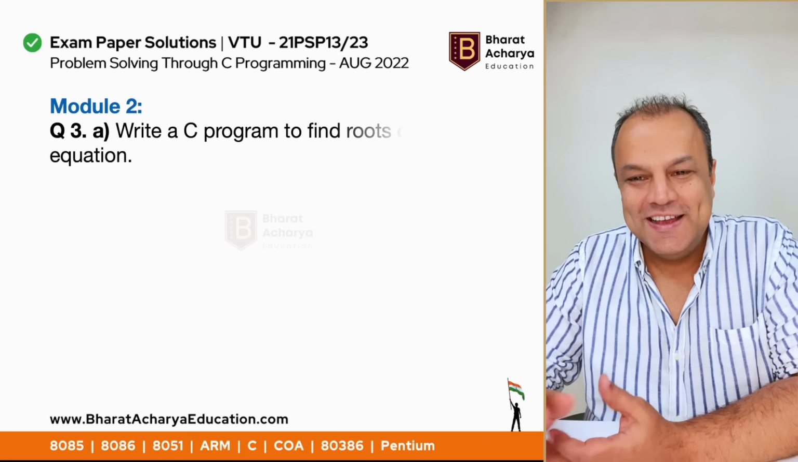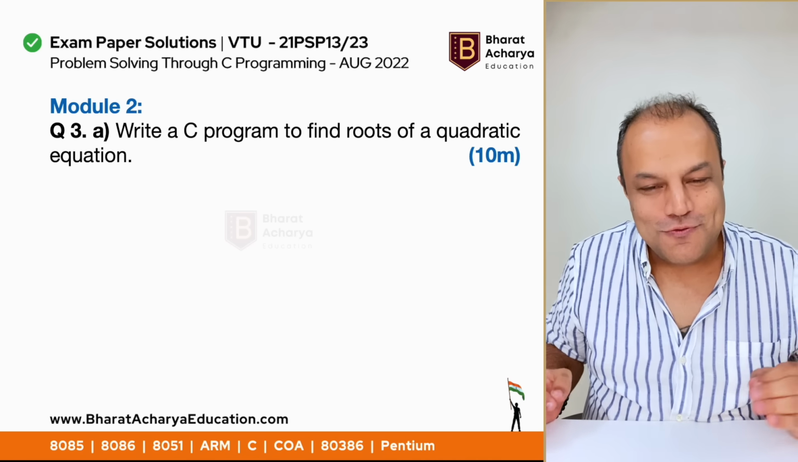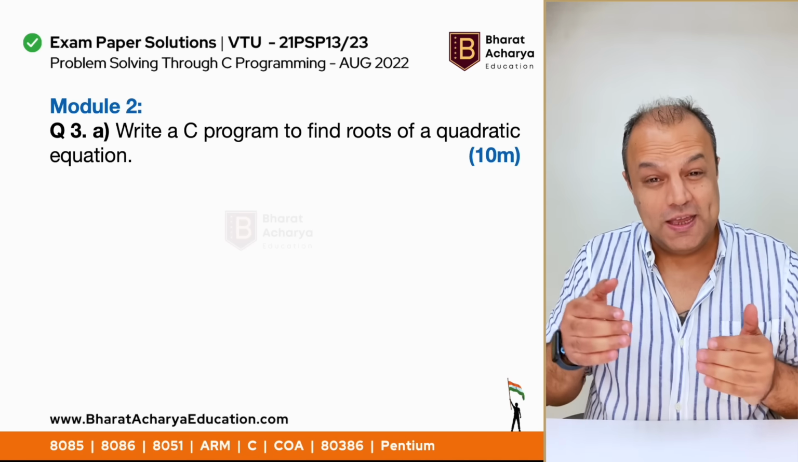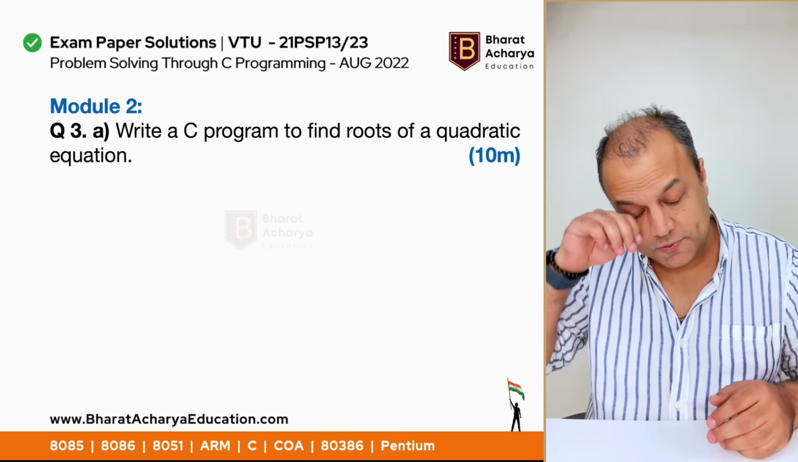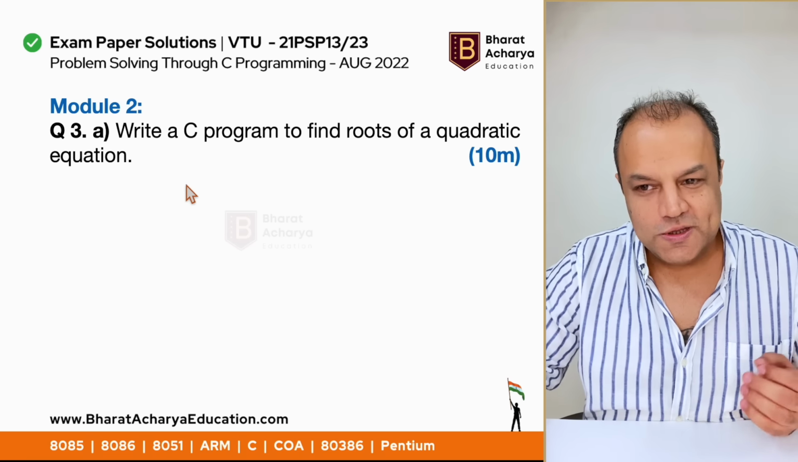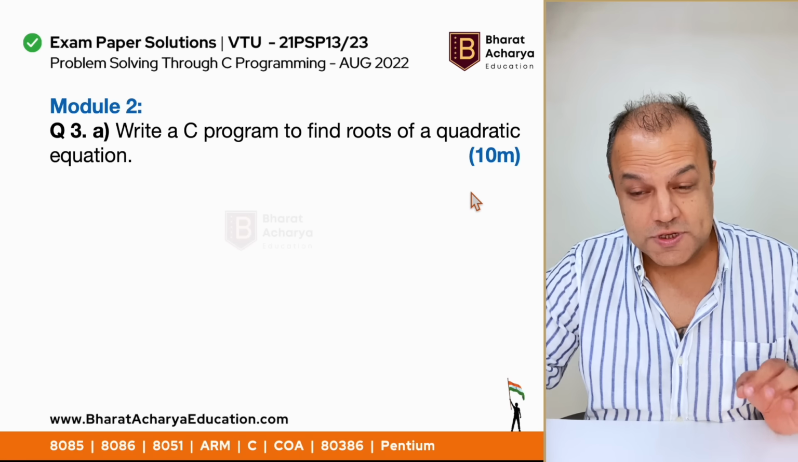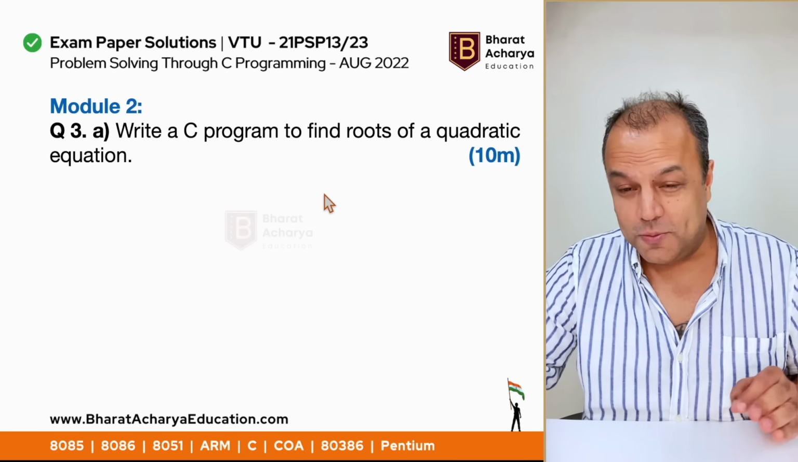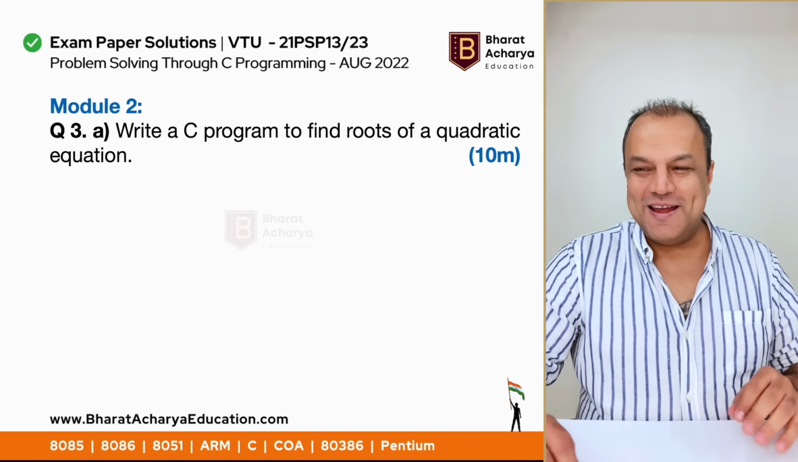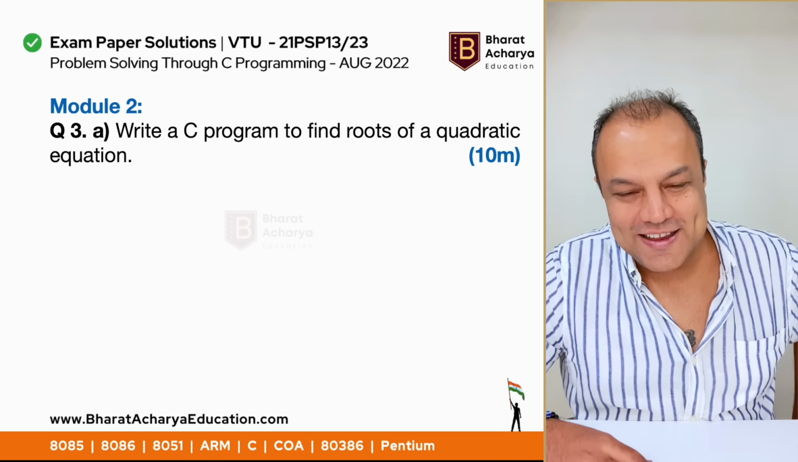Now, let's go ahead. So, this is module 2 for today's lecture, which contains question number 3 and 4. And of course, there are A, B, C subtypes as well. Now, question number 3A, it's a 10-mark full-size question. It's a super popular program. Write a program to find the roots of a quadratic equation.